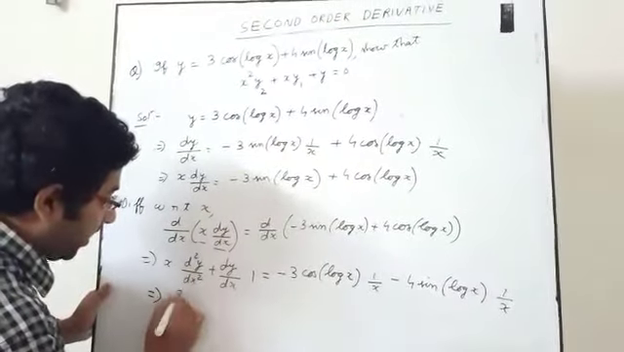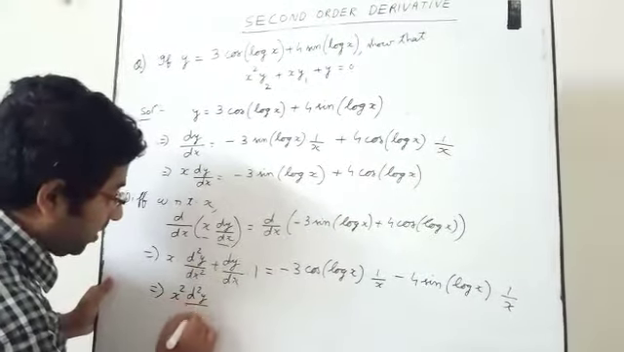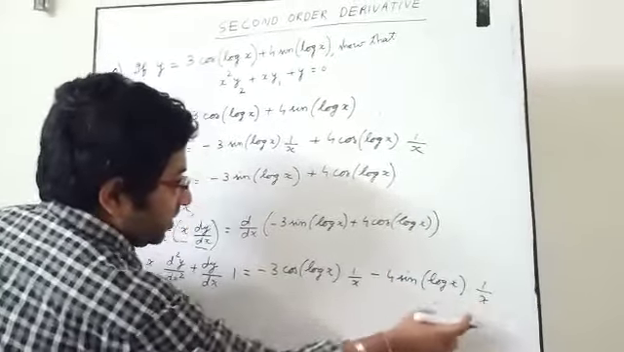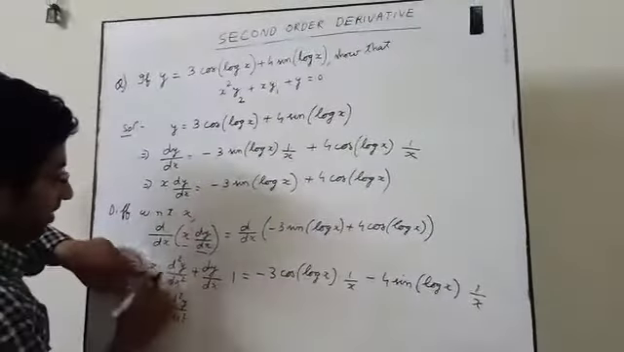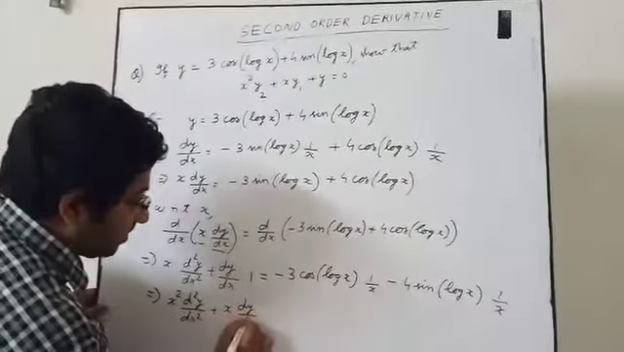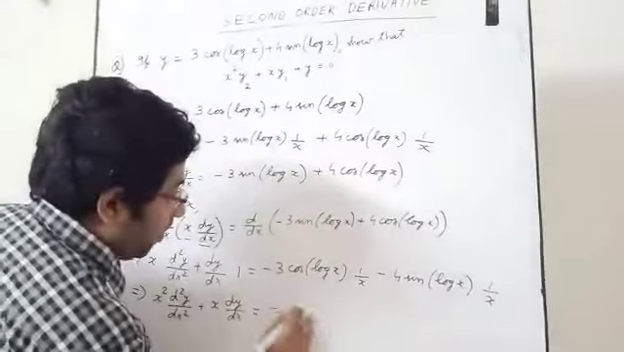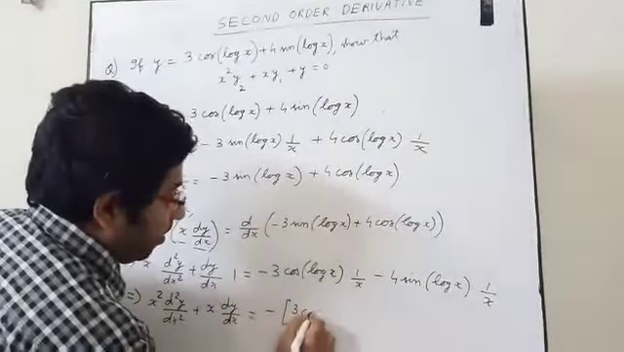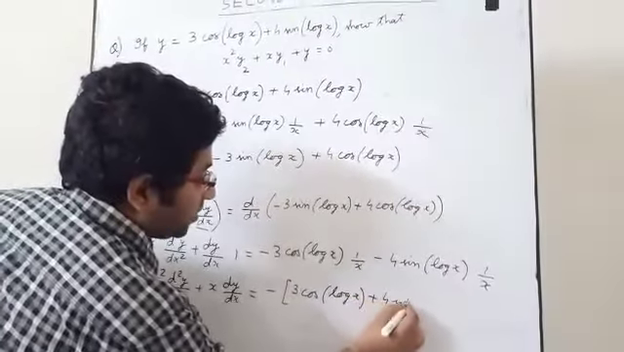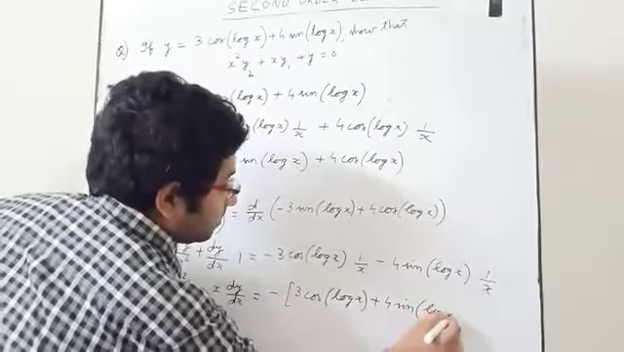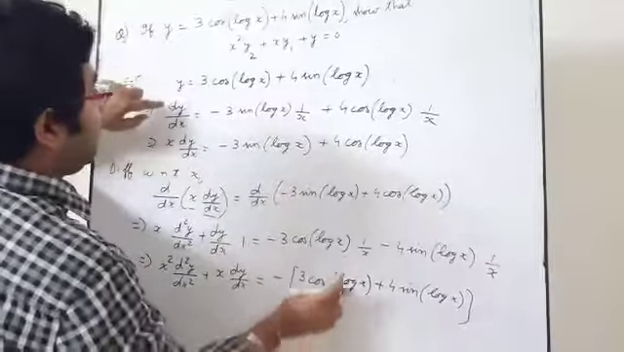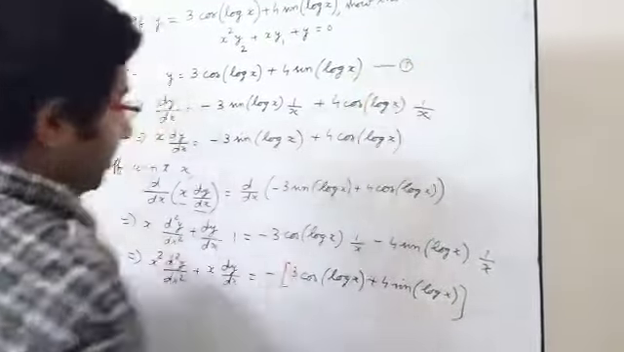So what you will get? x square d2y by dx square. This x, here also x, here also x. Take in the left side. So x into x square, again here also it will come x dy by dx, equal to, taking minus common, 3 cos log x plus 4 sin log x. What is this actually? It is equation 1.